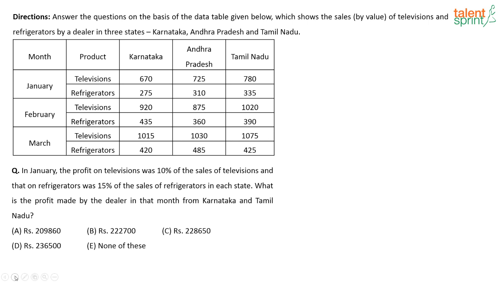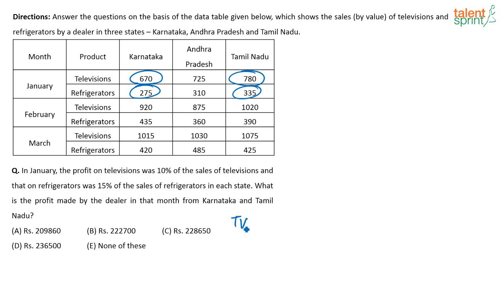In January, the profit on television was 10% of the sales of televisions, and on refrigerators it was 15% of the sales of refrigerators in each state. What is the profit made by the dealer in that month from Karnataka and Tamil Nadu? Month of January is what we are looking at.